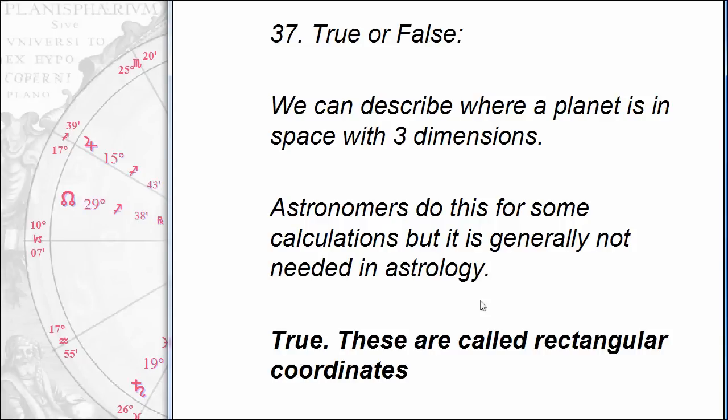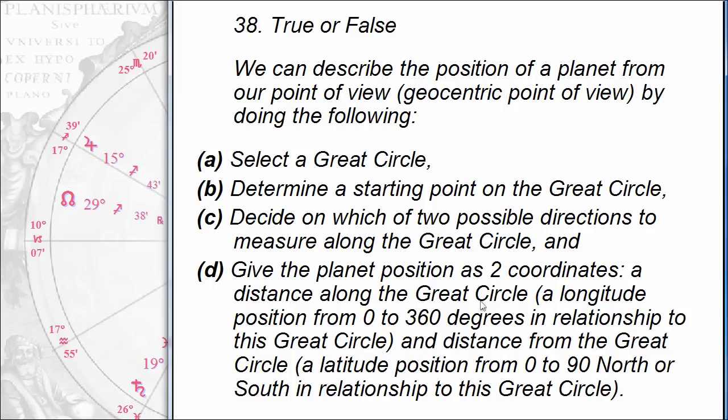But in astronomy and also astrology, we want to talk about where objects are when we point to them from our point of view. And how do we do that? True or false, we would do it with these 4 steps. I'll tell you the answer is true. This is how we do it. You select a great circle. You know what a great circle is. It's a big circle with you in the middle.